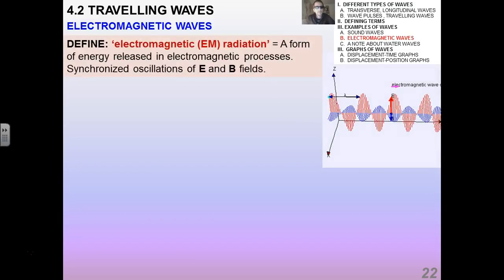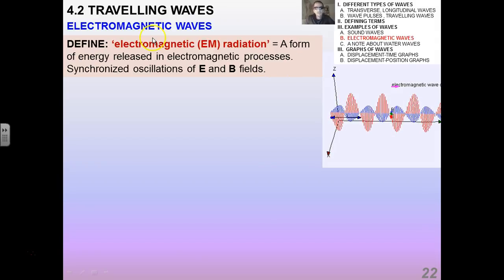After that I'll talk about water waves a little bit, and then even though we've spent a lot of time talking about different kinds of waves as depicted graphically, I'm going to talk about some of the real nuances between displacement time and displacement position graphs, just to kind of sum it all up before we move into our next waves topic, okay? So the first thing I'm going to do is just simply define what is electromagnetic radiation.